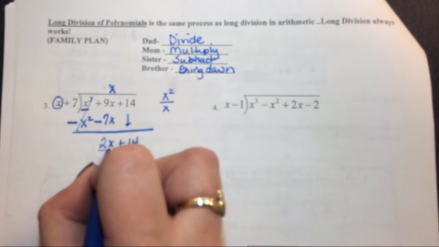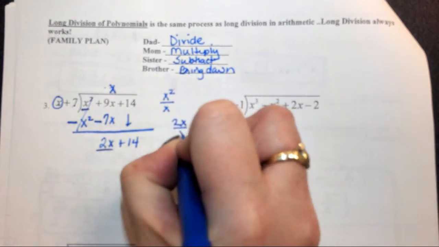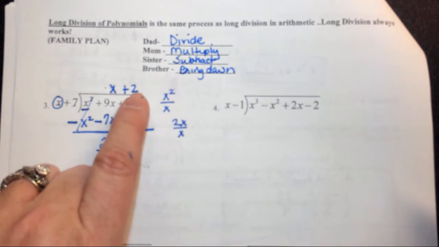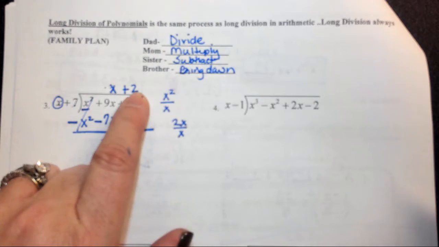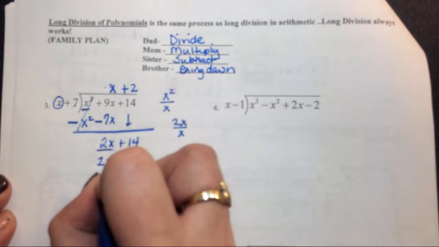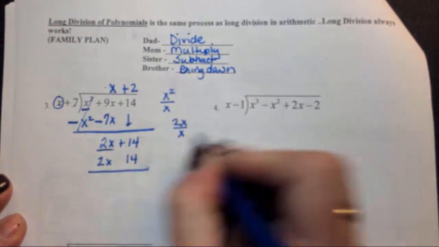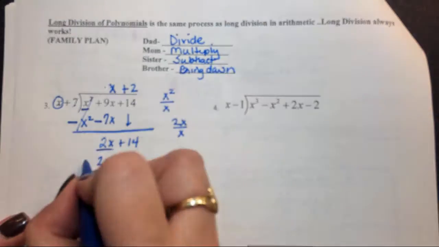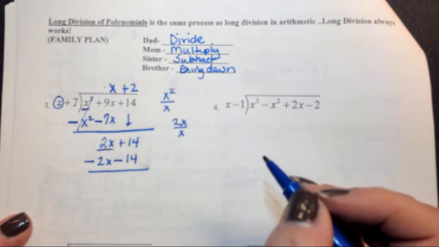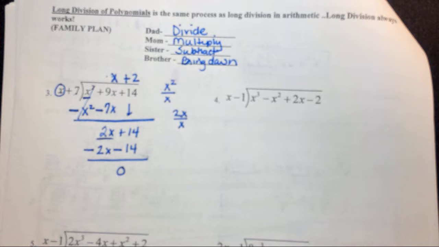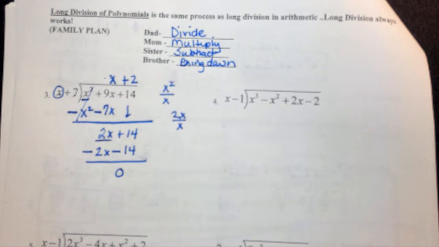You go again. Always work with the first term. So now I have to take 2x and divide it by x. And what's a 2x divided by x? 2. So I'll write a plus 2 at the top. After I divide, what do I do? I'm going to multiply. So 2 times x is a 2x. 2 times 7 is a 14. After I multiply, I'm going to subtract. So what happens when I subtract those? I end up with 0. So do I have a remainder? No. All right, so any questions on that?